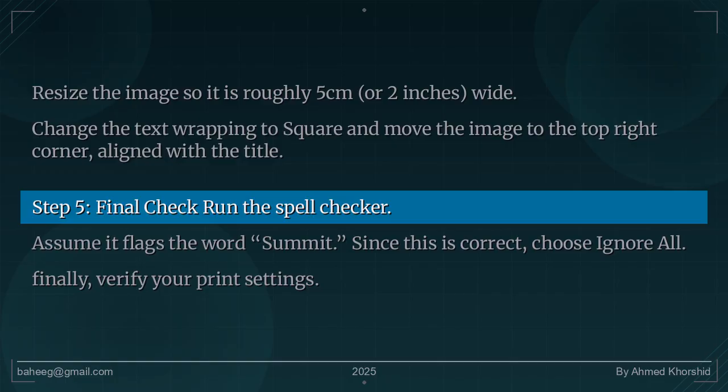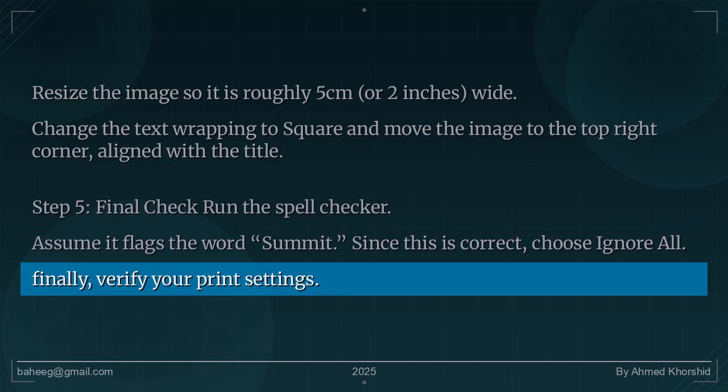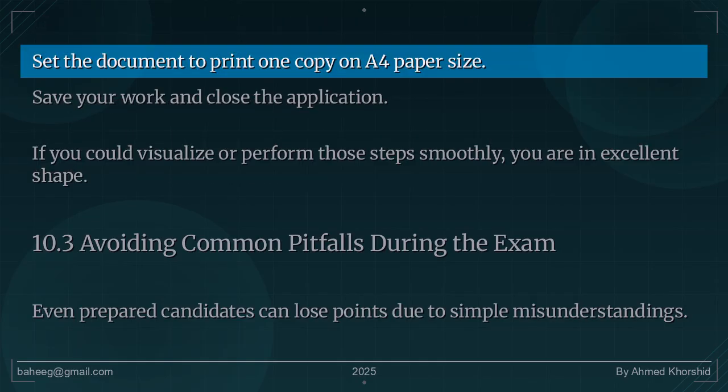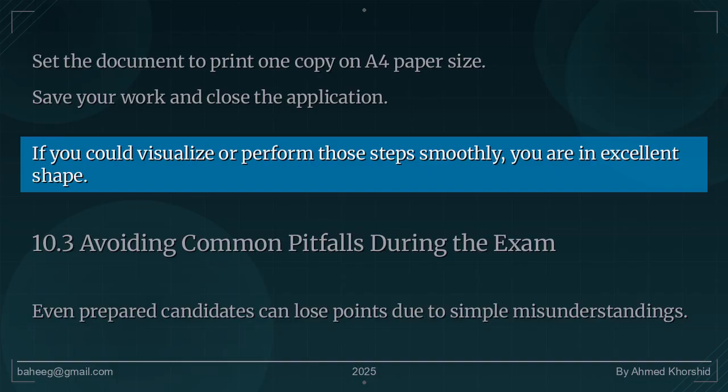Step 5. Final check. Run the spell checker. Assume it flags the word summit. Since this is correct, choose Ignore All. Finally, verify your print settings. Set the document to print 1 copy on A4 paper size. Save your work and close the application. If you could visualize or perform those steps smoothly, you are in excellent shape.